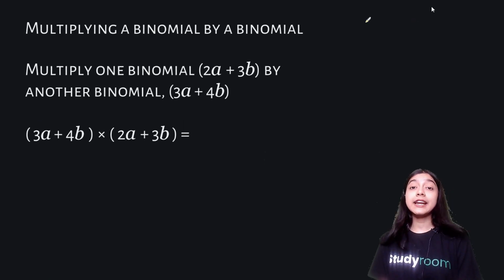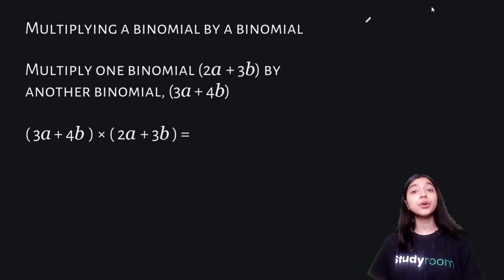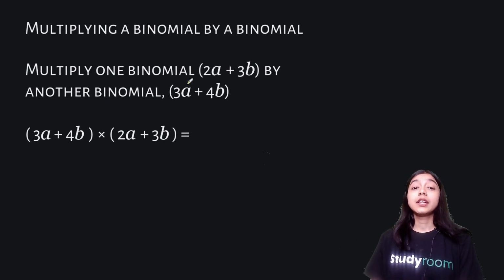The very first thing that I will teach you today is multiplying a binomial along with a binomial. What is a binomial? An expression with two terms. So let's do it. Here we have an example. That is a binomial, 2a plus 3b, and we have to multiply it with another binomial, 3a plus 4b. How to do it? Wait, I'll teach you. We have this binomial and we have to multiply it with the second binomial.